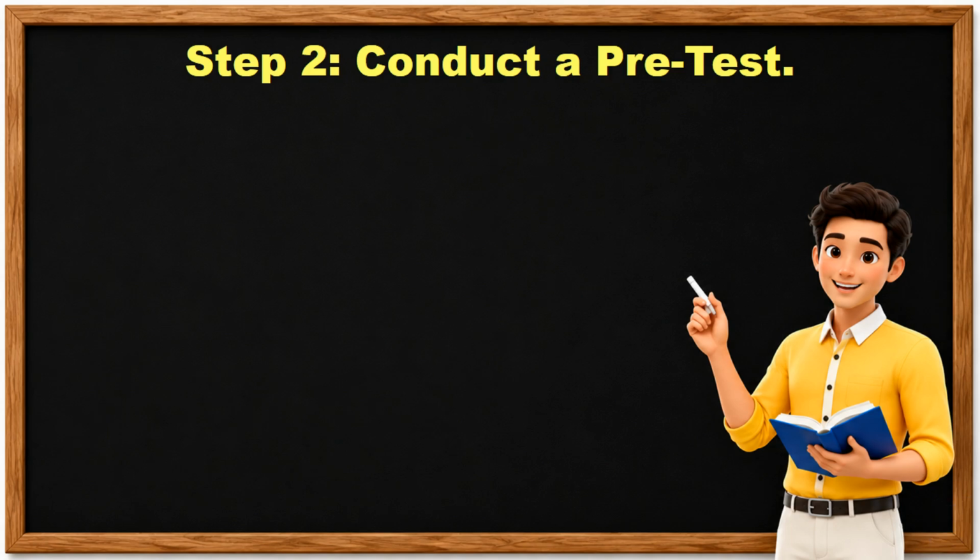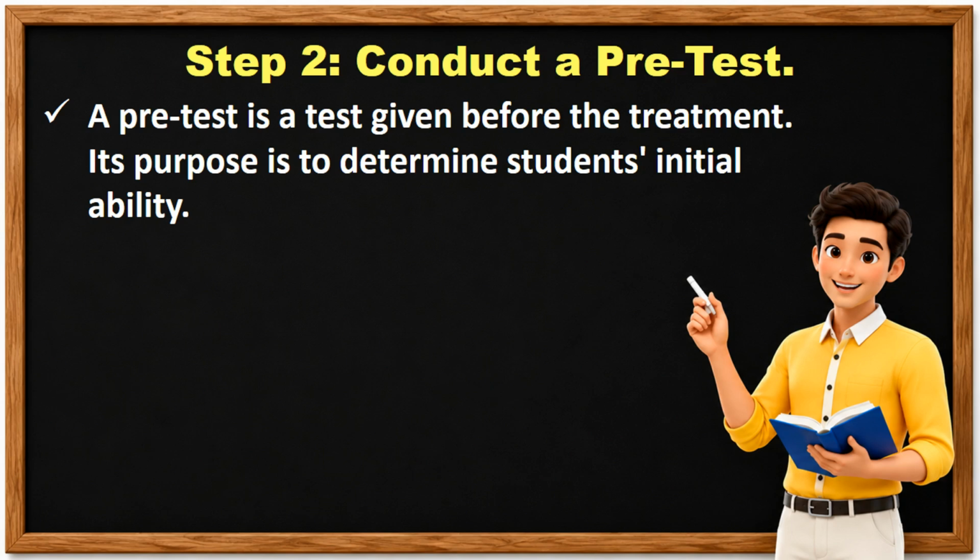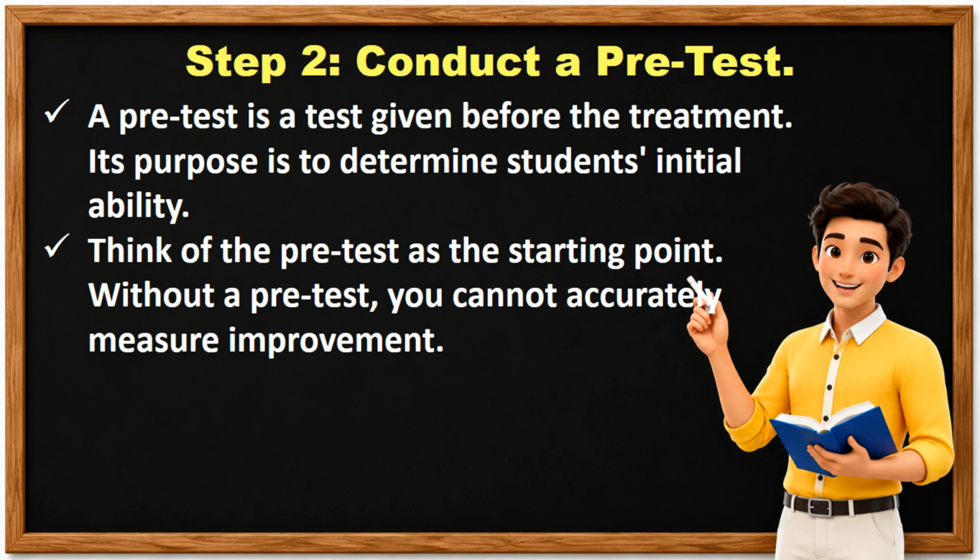Step 2. Conduct a pre-test. Before implementing any action, conduct a pre-test. What is a pre-test? A pre-test is a test given before the treatment. Its purpose is to determine students' initial ability. Think of the pre-test as the starting point. Without a pre-test, you cannot accurately measure improvement.